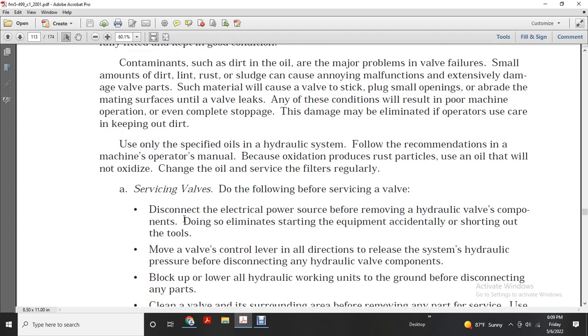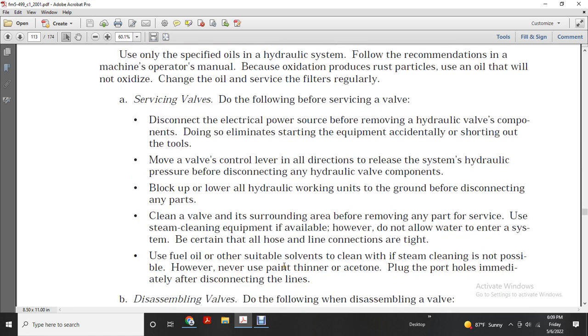Before servicing the valve, disconnect the electrical power source before removing the hydraulic valve components, thus preventing accidental starting of the equipment. Move the valve control levers to all directional positions to release the system hydraulic pressure before disconnecting any of the hydraulic valve components. Block up all loads and lower all hydraulic units to the ground before disconnecting parts. Clean the valve and the surrounding area before removing the valve.